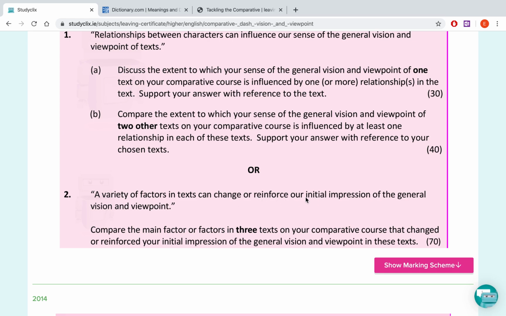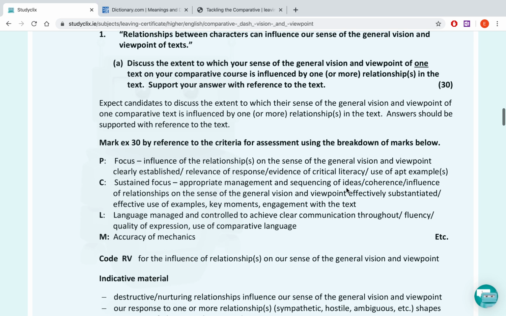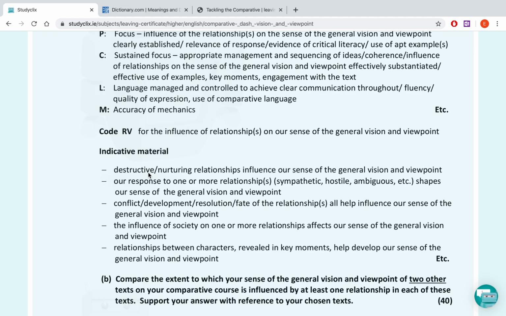So what is our initial impression, and then how does that change or become strengthened throughout the text? Within this one, we might be talking about characters, their relationships, our initial impression of characters, our initial impression of setting, our initial impression of the writer's style. All these aspects could come up here, and then we can talk about, does the writer's style change? Do the characters change? If so, how do they change? What are the key moments that affect that change?